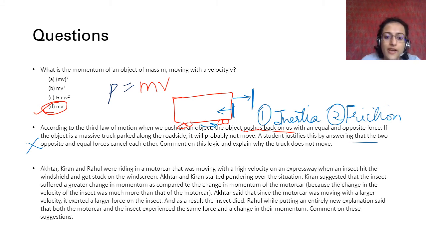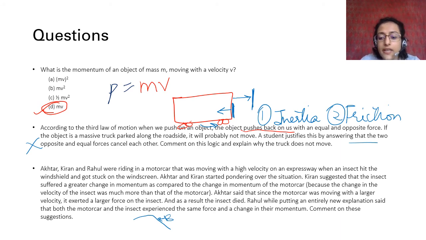Akhtar, Kiran and Rahul were riding in a motor car that was moving with a high velocity on an expressway when an insect hit the windshield and got stuck on the windscreen. ये कार का windscreen है, यहाँ पे आके वो insect आया and it bumped. It got stuck on the windscreen, it died. Akhtar and Kiran started pondering over the situation. Kiran suggested that the insect suffered a greater change in momentum as compared to the change in momentum of the motor car because the change in velocity of the insect was much more than that of the motor car.